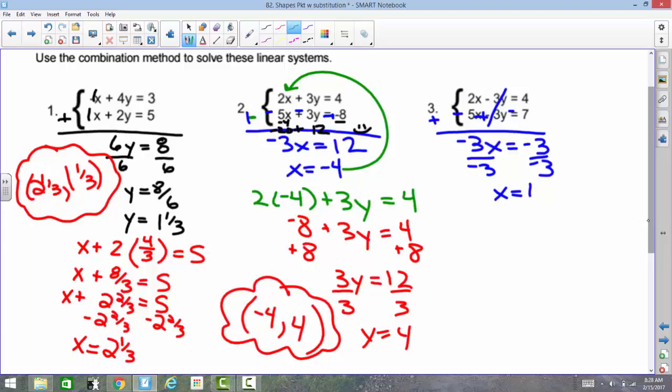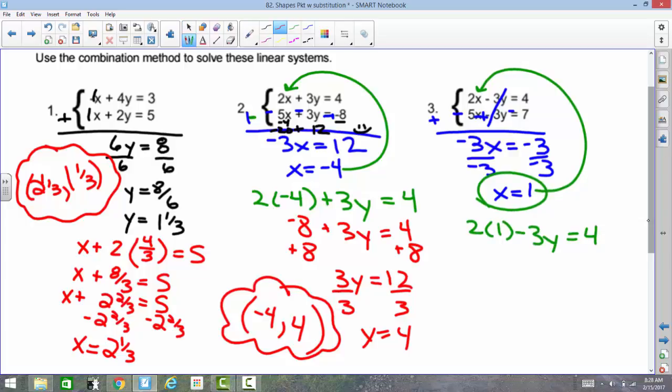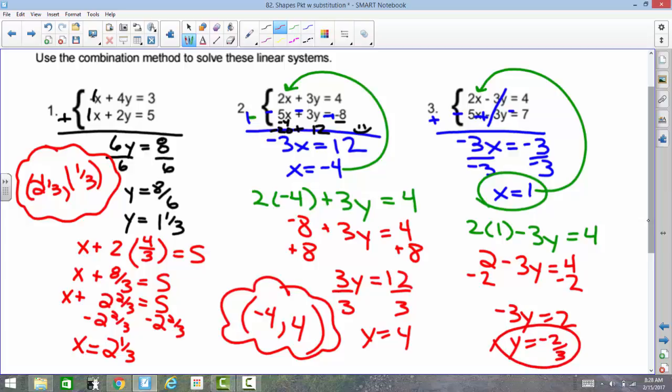Then you're going to plug 1 back into whichever one is easier to work with. So 2 times 1 minus 3y equals 4. So 2 minus 3y equals 4. Subtract 2. So -3y equals 2. And then divide by -3, so y equals -2/3. So 1, -2/3.